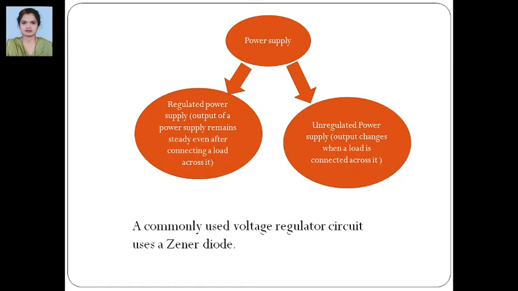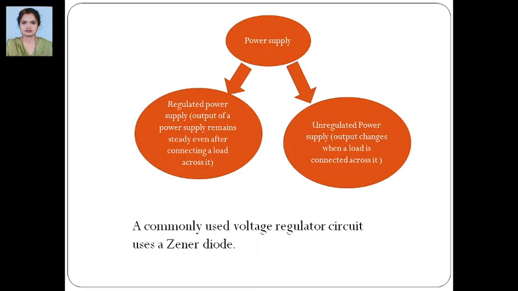We know that when a power supply is connected to a load, it is noticed that there is a drop in the output voltage. Means a power supply whose output changes when a load is connected across it is called the unregulated power supply. And when the output of a power supply remains constant even after connecting a load across it, it is called the regulated power supply.